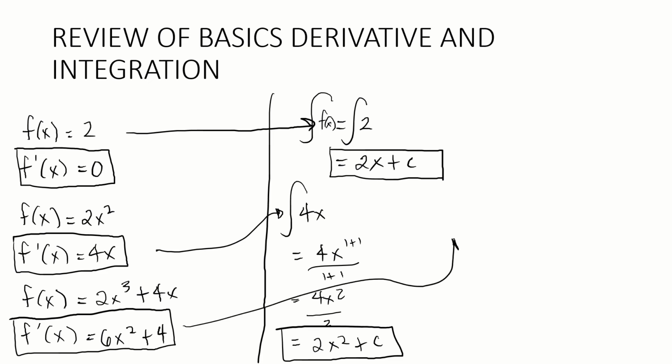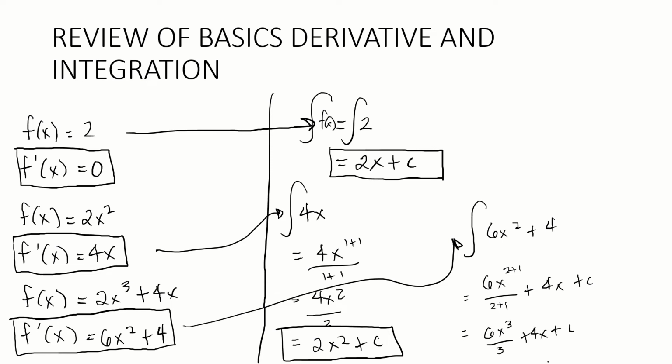Let's try this one naman. Ang derivative naman, integral naman. 6x squared plus 4. So, you have 6x 2 plus 1 over 2 plus 1. Pinapakita ko na lang yung long cut plus 4x plus c. So, this becomes 6x cubed over 3 plus 4x plus c. So, this becomes 2x cubed plus 4x plus c. So, itong value na to, parehas pa rin yung lumabas dito.